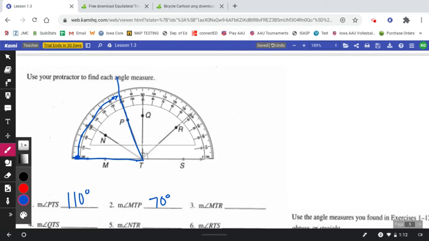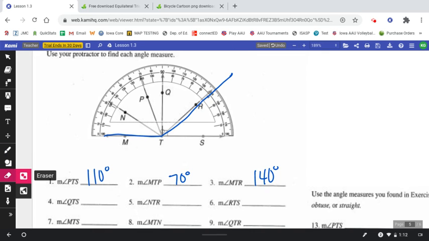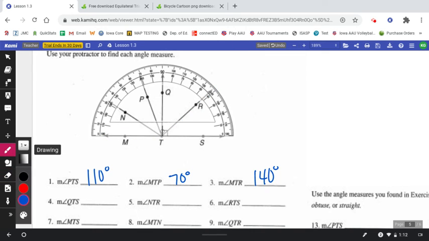The next one is M through T to R. I know that it's more than 90, and so I read the outside one, which is 140 degrees. The next one is QTS. So QT to S is 90. The next one is NTR, N to T to R.